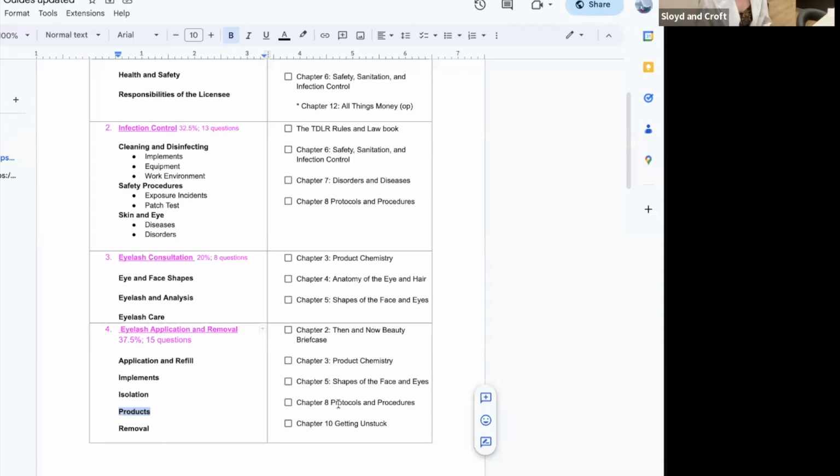So do focus on not only the actual procedure, but think of those types of questions that they're going to ask. What's the difference between volume? What's the difference between classic? How are you going to explain them? What tweezers do you use? Do you use a different taping method?